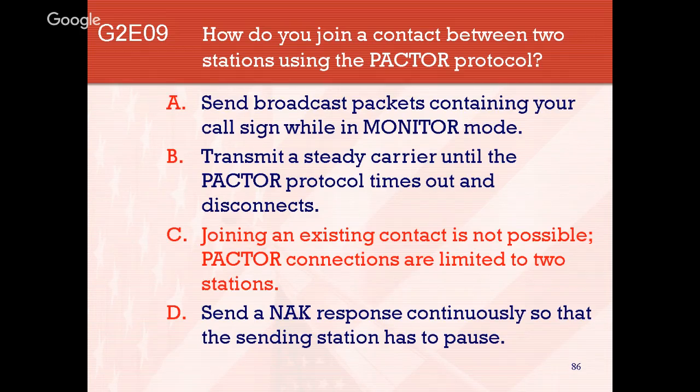I think I follow what they're saying here. If you have two stations that are communicating on PACTOR, you might be able to listen in to it, but you cannot connect to them because PACTOR connections are limited to two stations. So you cannot connect a third station. You won't be able to join in with them. Same thing if you're connected on PACTOR with another person. Nobody is going to be able to connect in on your QSO. It establishes a connection between the two, and they stay connected until you drop the connection.